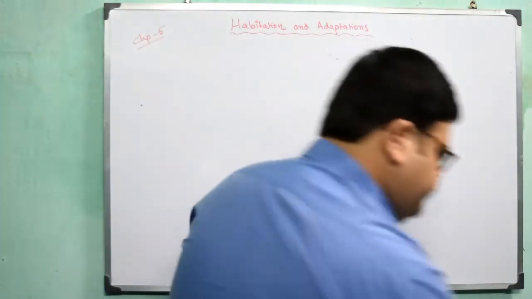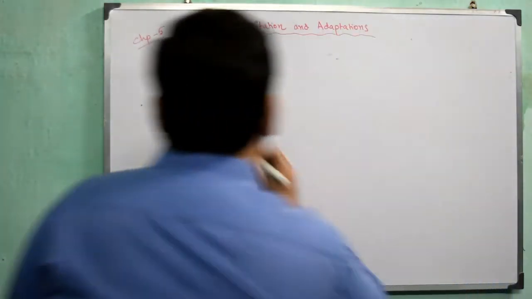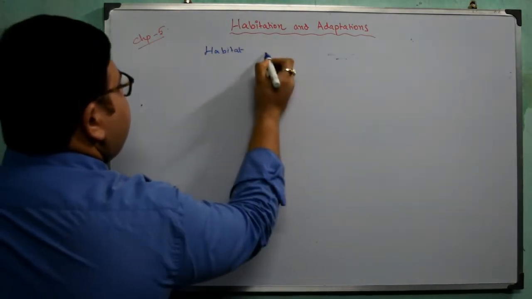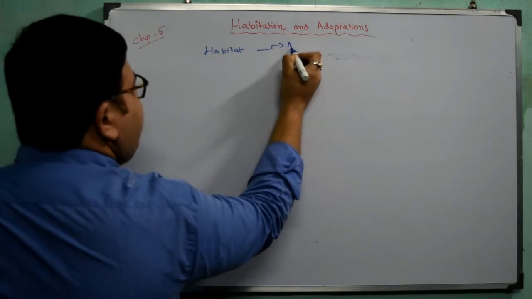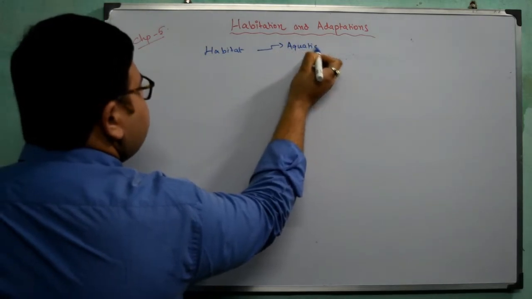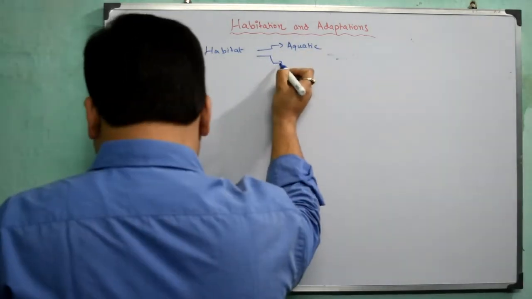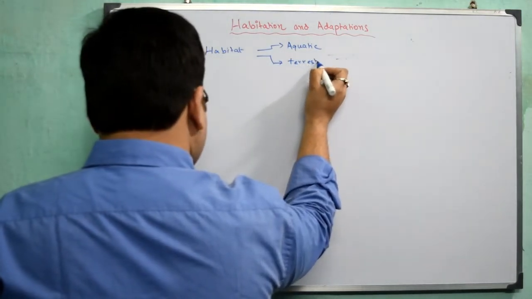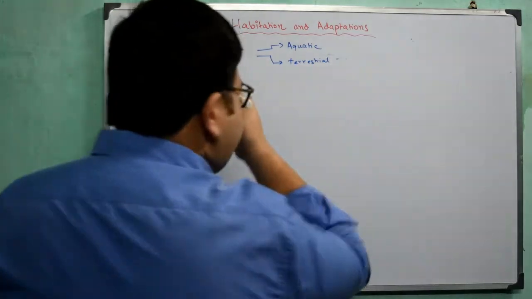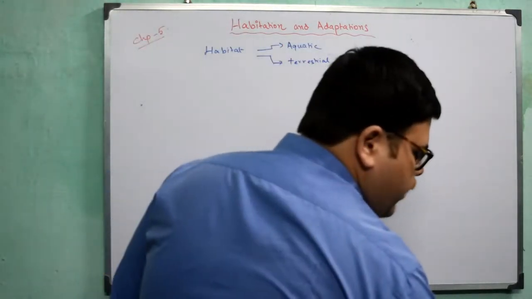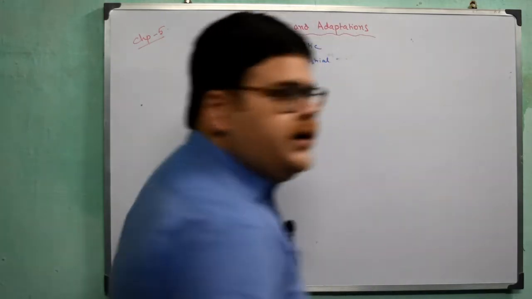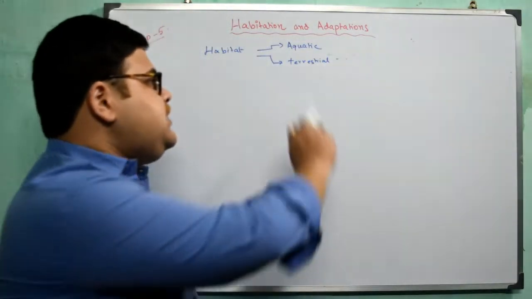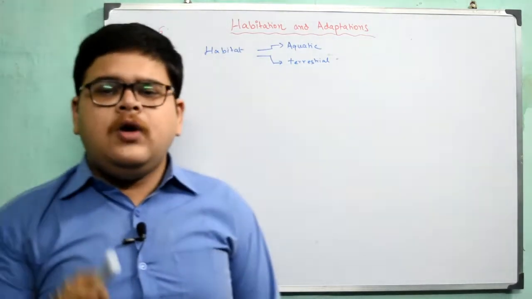What are they? See. Now, if you write habitat, then it will be of two categories. One is aquatic, another one is terrestrial. Now what is aquatic? Definitely you all know that aquatic means related to water, right? Aquatic means related to water. And what is terrestrial? Terrestrial means related to land.